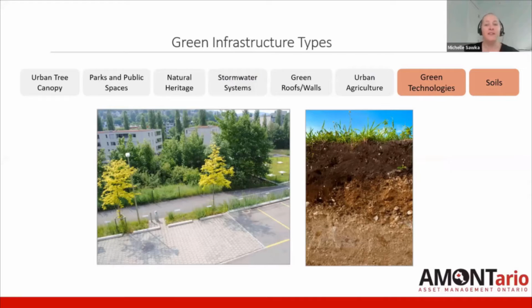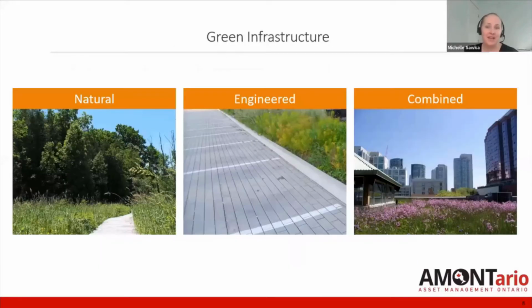So given all these infrastructure types I mentioned, it can be useful to think about them as falling into three broad categories. So there's natural infrastructure, which a few different speakers have talked about today. This is things like forests or wetlands. And then there's those engineered solutions like permeable pavement or infiltration trenches. And then we have enhanced or combined solutions. So these are things that really mix nature and engineered. So green roofs and bioswales are examples of these.